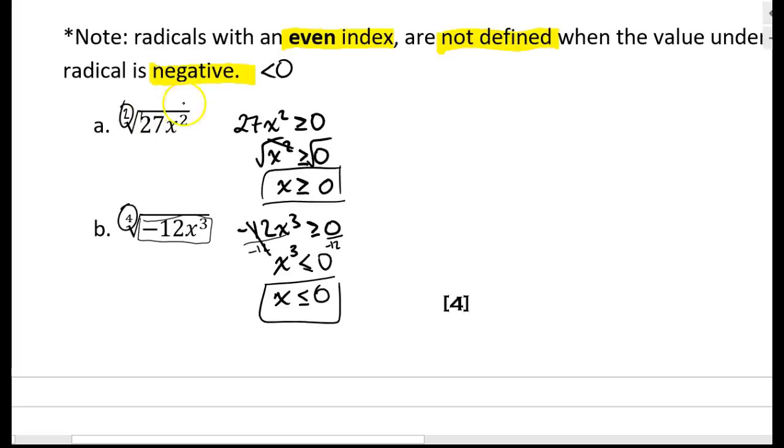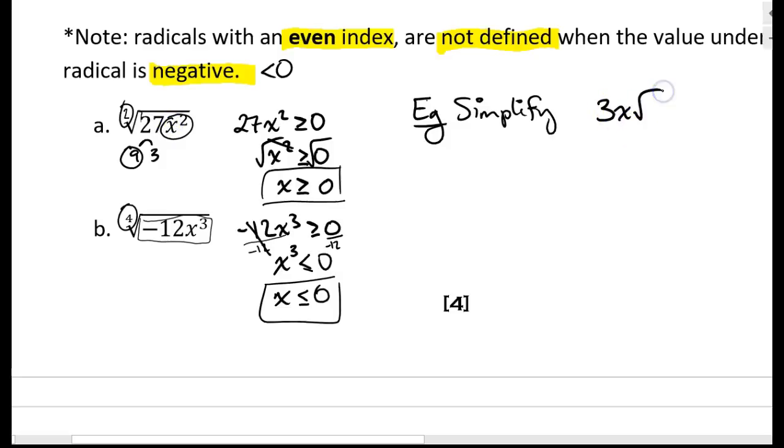So if I was given this equation and I was asked to simplify it, what I would have to do is look at it and say, okay, well, 9 goes into 27 3 times, so that's a perfect square. I'm going to take that out. I've got 3. X squared is also a perfect square, so I can take that out. But I would still have to go back to my original equation and say that x had to be greater than or equal to 0.